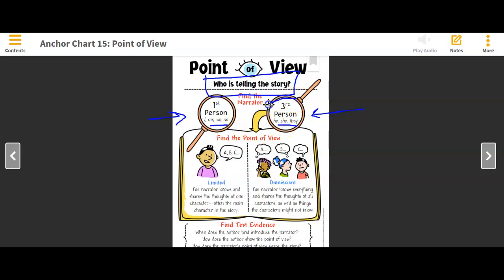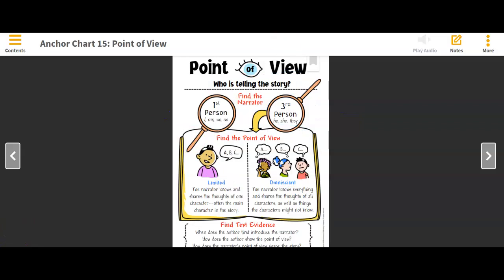If it is third person, okay, there's 2 types of third person. The first one is limited, and that means that the narrator knows and shares the thoughts of only one character, often the main character of the story. This is one that we see a lot. The other point of view is omniscient, which means that the narrator knows everything and shares the thoughts of all the characters, okay? So that's the first skill that we're going to be looking at.